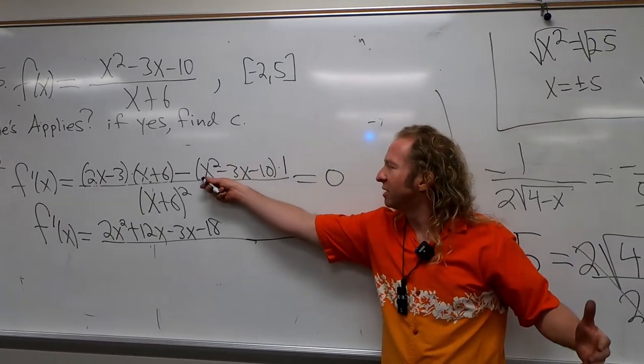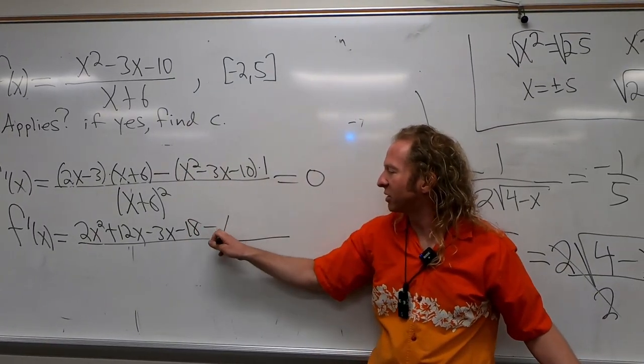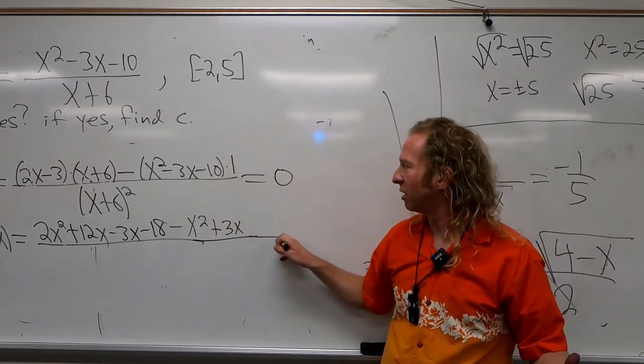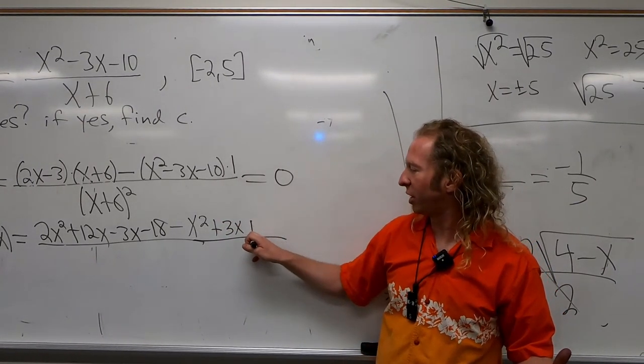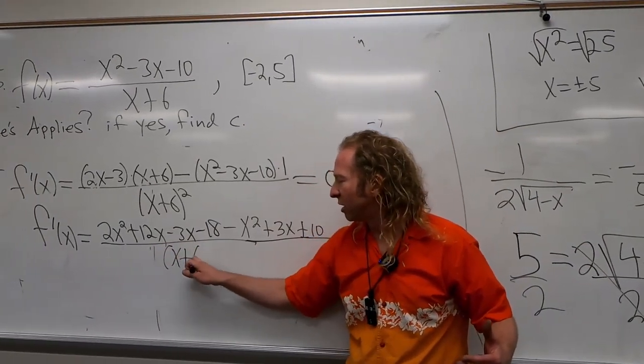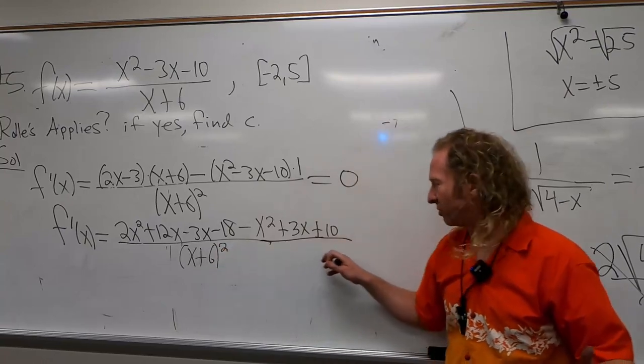Now we have this minus sign, which is negative 1, so it'll be minus x squared plus 3x, and then plus 10. And it's all over x plus 6 squared, and it's equal to 0.